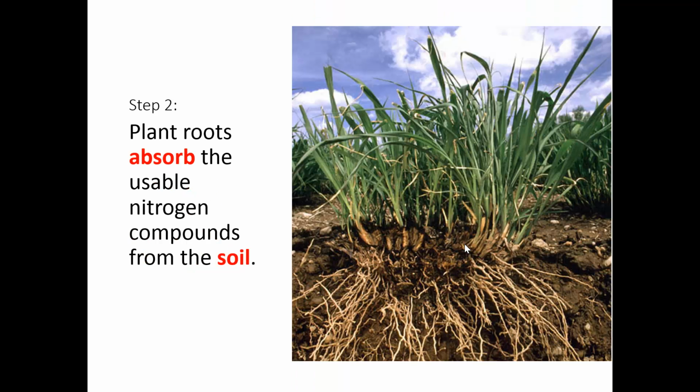Step 2, plant roots absorb the usable nitrogen compounds from the soil. So as you can see in this plant here, its roots are deeply put into the soil and it's going to begin to absorb the nitrogen compound that's been fixed by the bacteria that's in the soil.